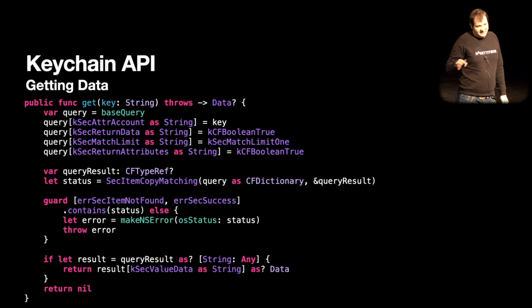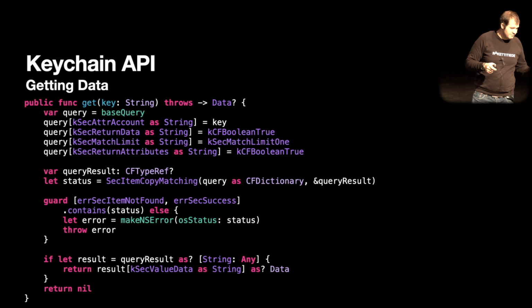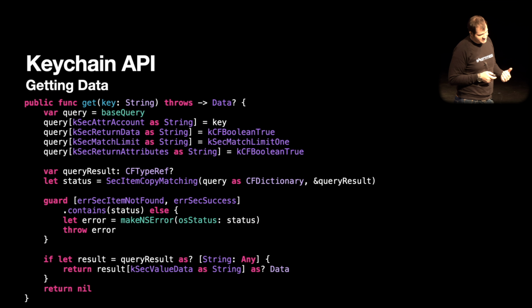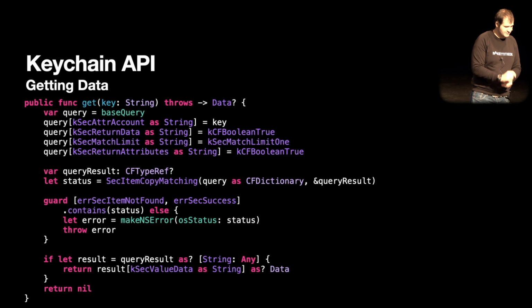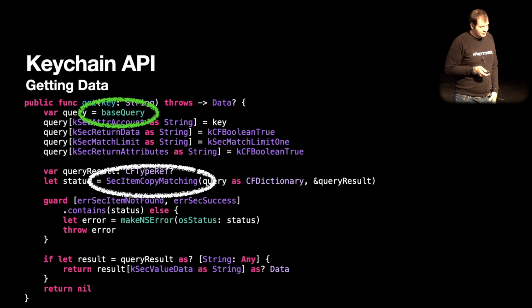Getting the data is the most complex of all of them. We again use the base query, and we use the method copy matching, because there might be more than one value matching your request. Keep that in mind. But for this, we are actually limiting. If you check, there is match limit 1, very important. This will limit the search. How much do we want to actually search the keychain? As soon as it finds a value, it will return it to you. This will also increase performance. Everything else is pretty much the same: error processing and returning of the data.